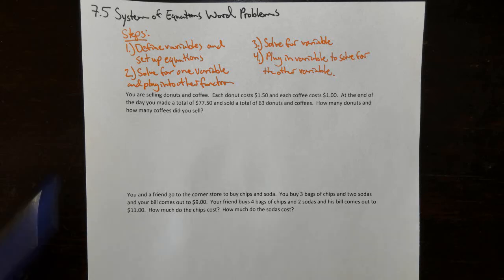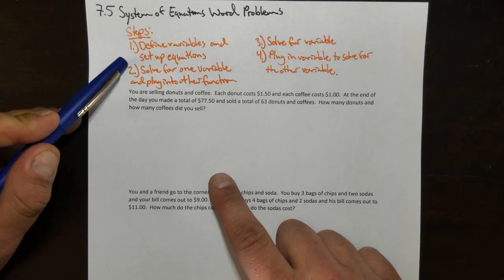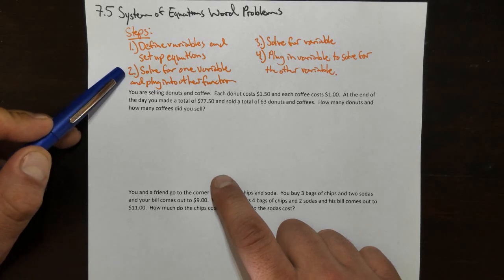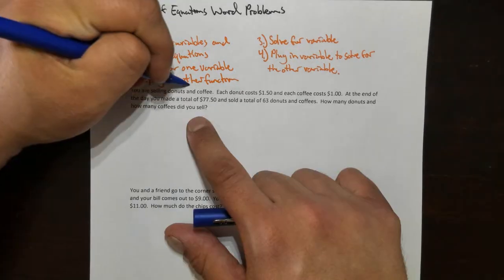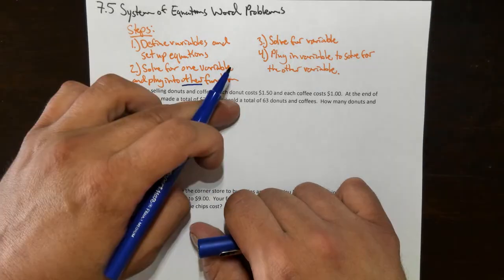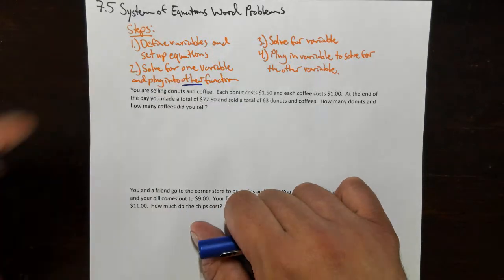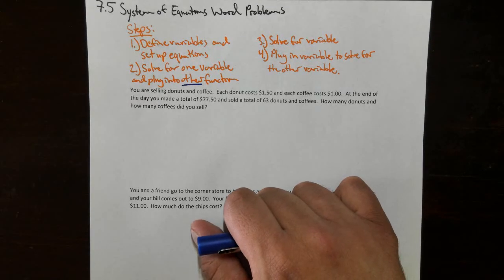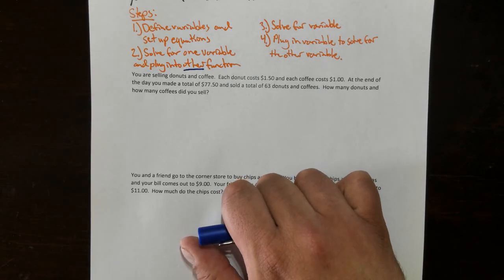So the steps for the word problems, the first step is to define the variables and set up the equations. So we're going to have two equations for all of these. Step 2, we need to solve for one variable and plug it into the other function. Very important, it needs to be the other function. So we solve for the variable on one equation and plug it into the other equation. Step 3, solve for the variable. And then step 4, plug in the variable to solve for the other variable, because we'll have two variables here. So let's just get right into this.